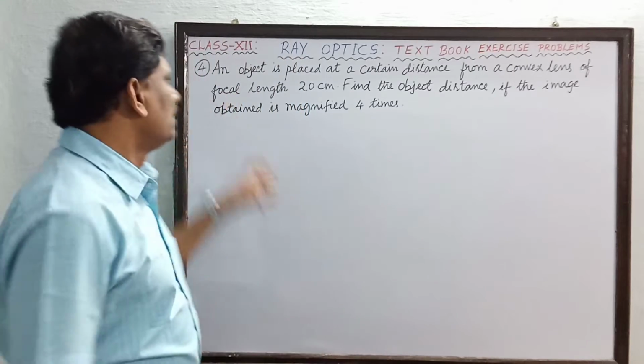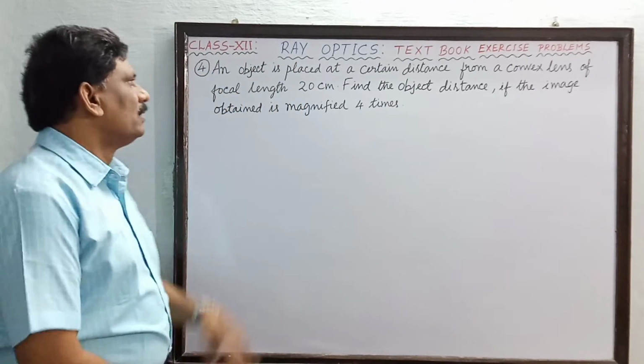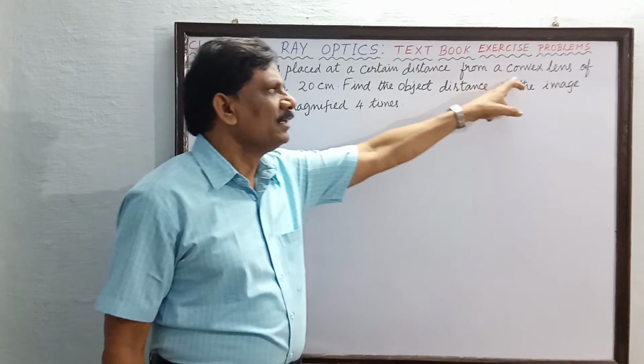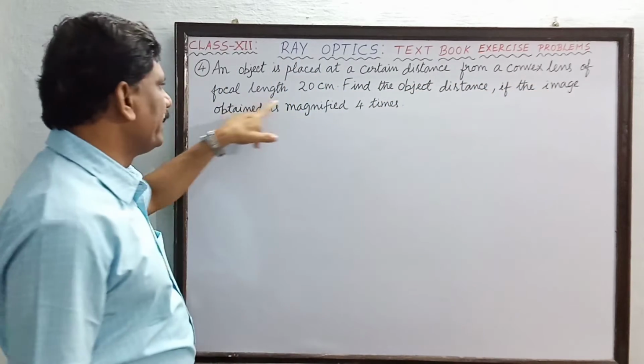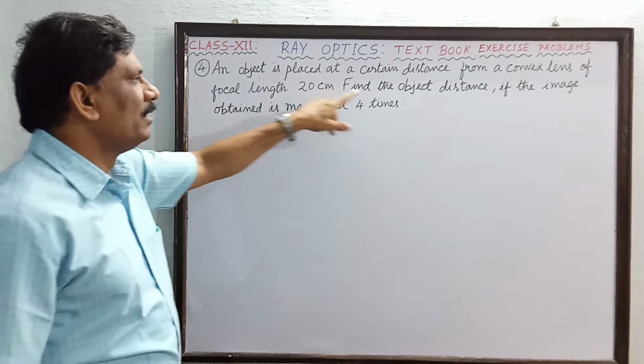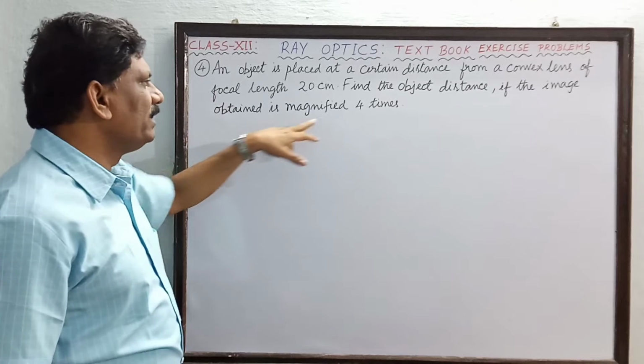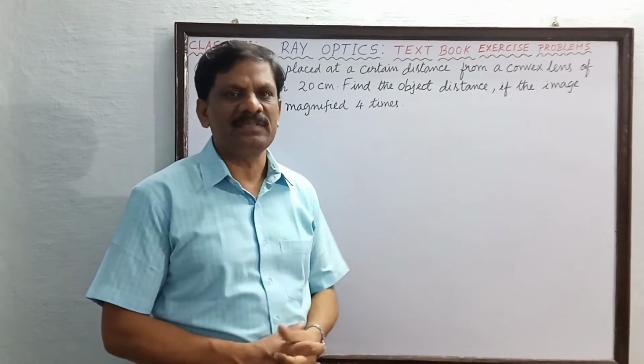Hi students, problem number 4. An object is placed at a certain distance from a convex lens of focal length 20 centimeter. Find the object distance if the image obtained is magnified 4 times.